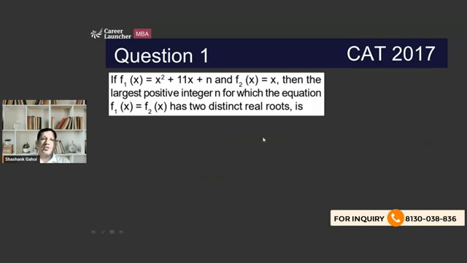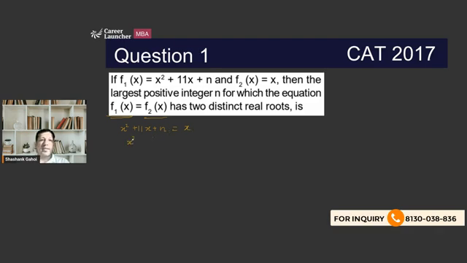Now let's move on to the questions and see what kind of questions we have received in CAT. The first question is: f1 of x is x square plus 11x plus n, and f2 of x is equal to x. Then find the largest positive integer n for which the equation f1 of x equal to f2 of x has two distinct real roots. Fair enough. So what is the value of f1 of x? That is x square plus 11x plus n. What is the value of f2 of x? That is equal to x itself. So this is what we have.